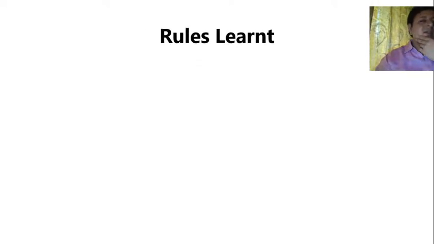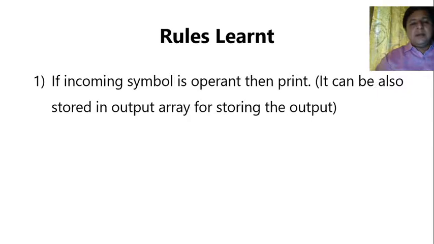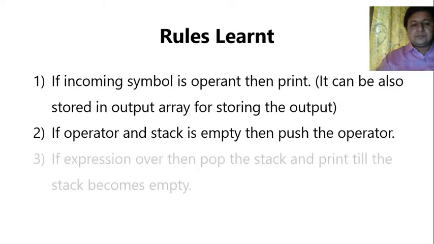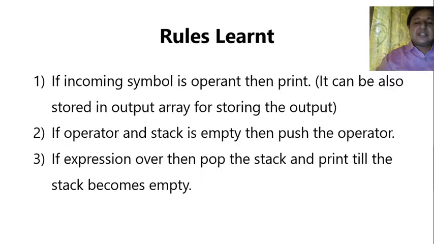So the rules learned so far: if the incoming symbol is an operand, then print. It can also be stored in an output array for storing the output. If you got an operator and the stack is empty, then push the operator. And the third one we got is: if the expression is over, then pop the stack and print till the stack becomes empty. It might happen that currently we had only one symbol on the stack at the end, but if I have multiple symbols on the stack, then all the symbols must be popped from the stack. So obviously the popping should continue till the stack becomes empty.